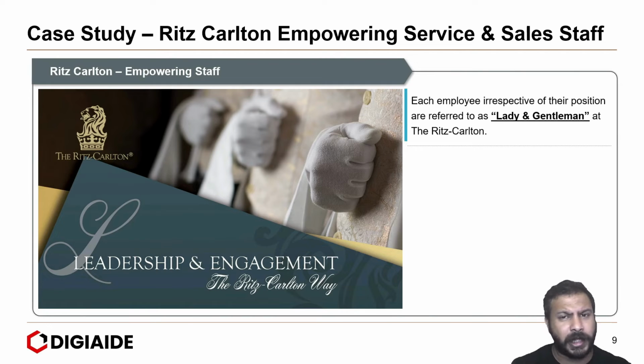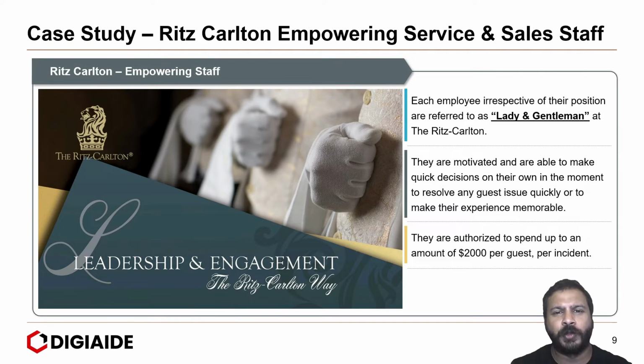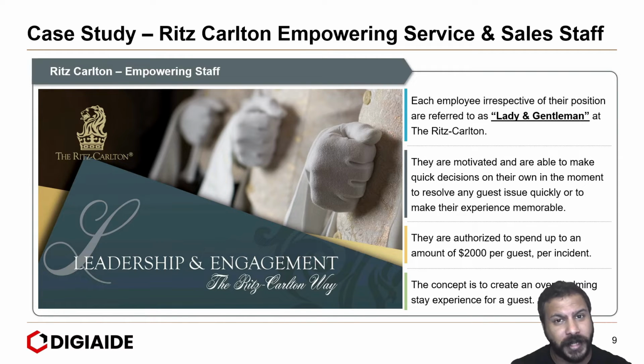Each employee, irrespective of their position, is referred to as a lady or gentleman at the Ritz Carlton. They are motivated and are able to make quick decisions on their own in the moment to resolve any issue quickly or to make the guest's experience memorable. These issues are also known as incidents, and the staff is authorized to spend up to $2,000 per guest. The concept is to create an overwhelming stay experience for the guest.